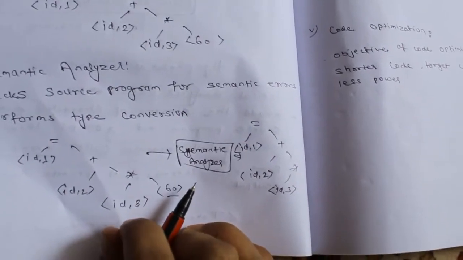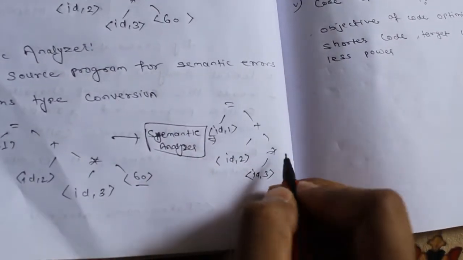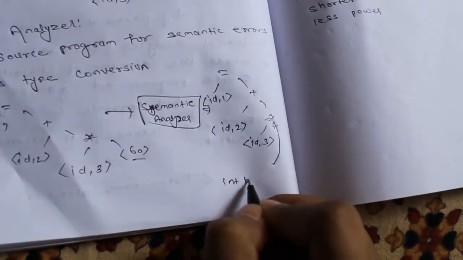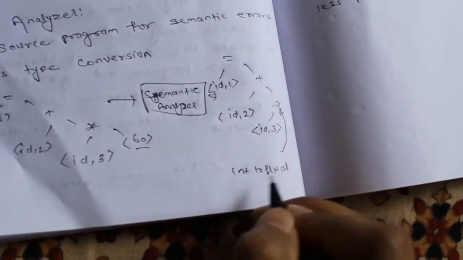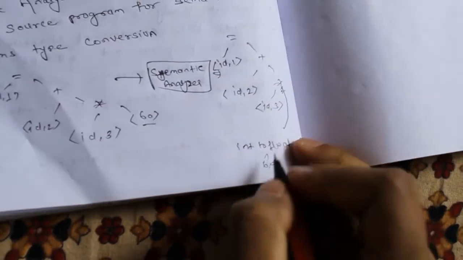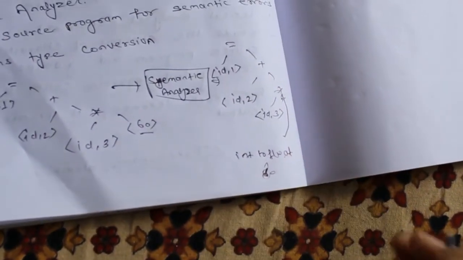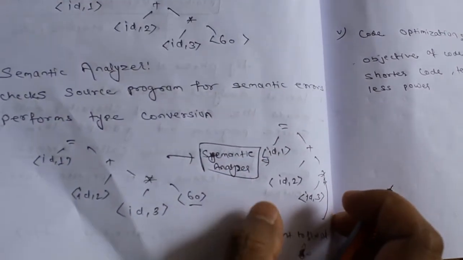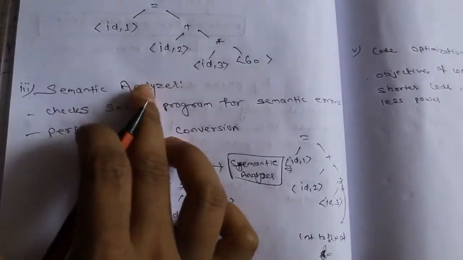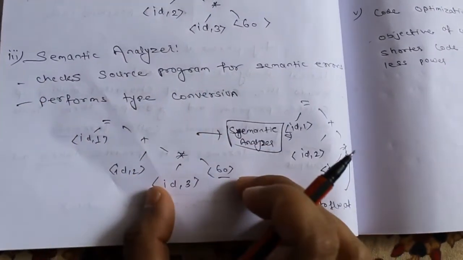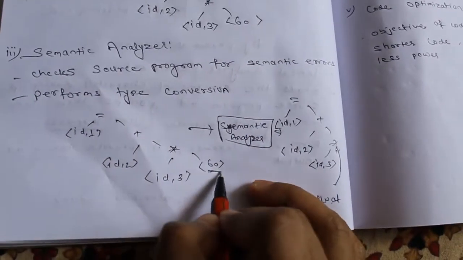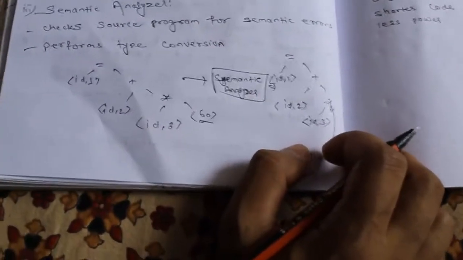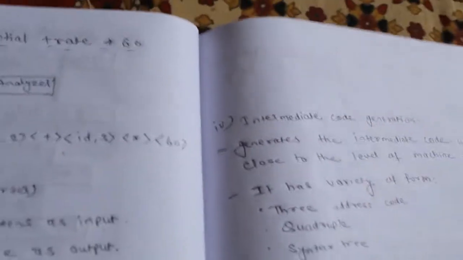In this 60 we are converting the int value into float, so we can say int to float. So here 60. This is the semantic syntax tree generated by the semantic analyzer, where all the nodes remain as they are, but wherever a type conversion is necessary, it will do the type conversions.